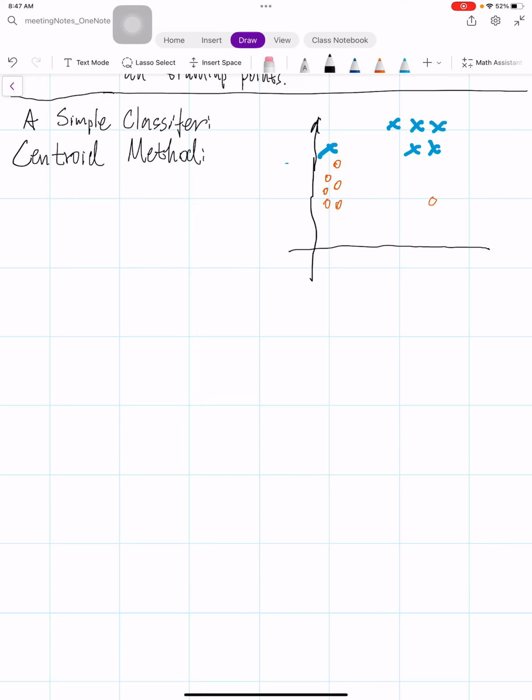The centroid method means the first step, step 1, is to find mu c and mu x. So mu c is the mean of all points in class C, and mu x denotes the mean of all the points not in class C.